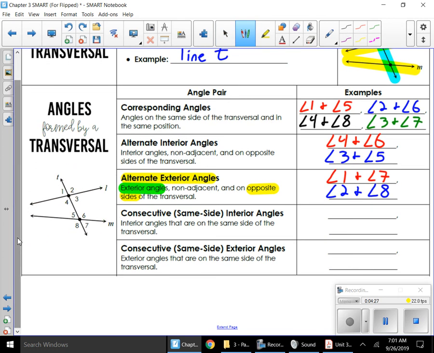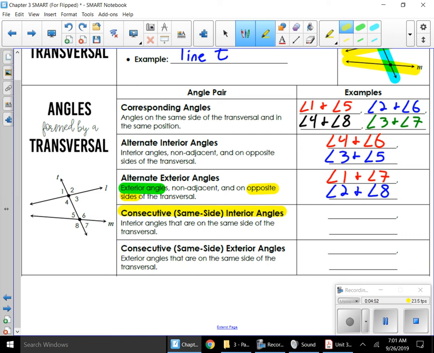Similarly, instead of alternate, we can also have angles which are what's called consecutive. Consecutive is a fancy way of saying same side. So instead of on opposite sides of the transversal, consecutive angles are ones that are on the same side of the transversal. So now I can have consecutive interior and consecutive exterior, just like I had alternate interior and alternate exterior.